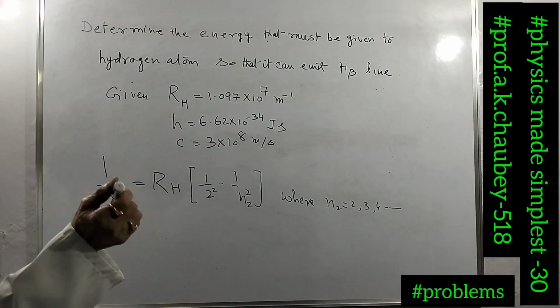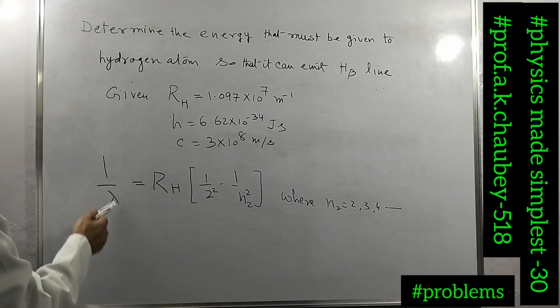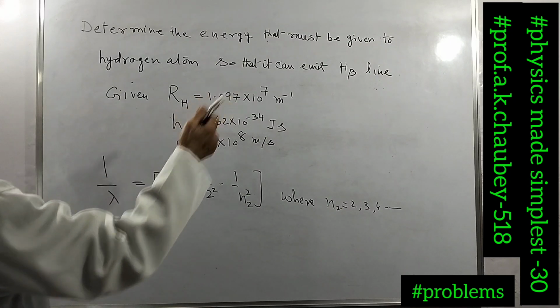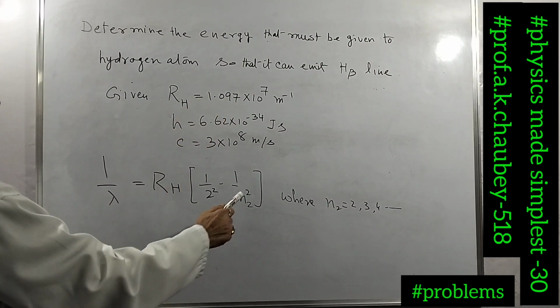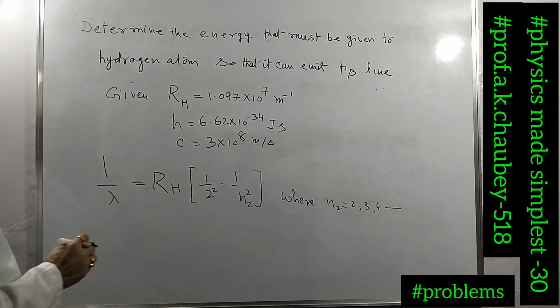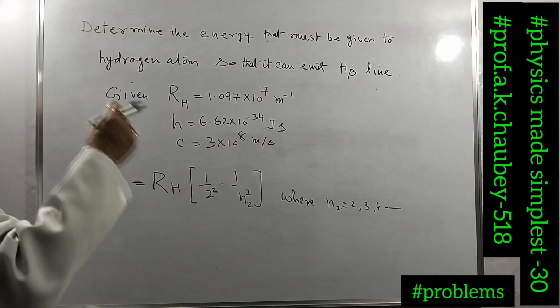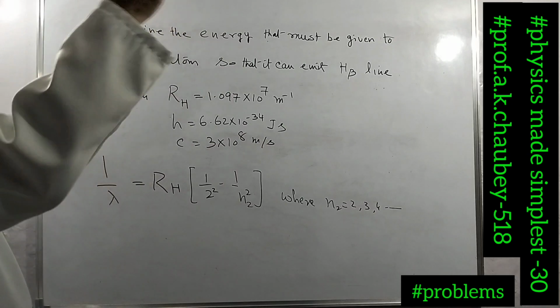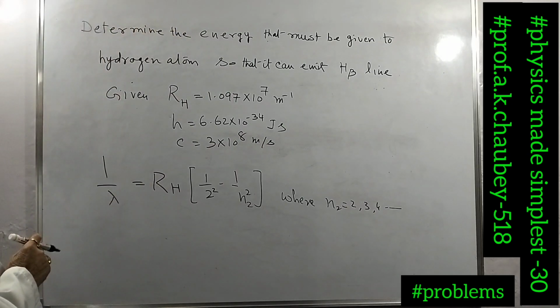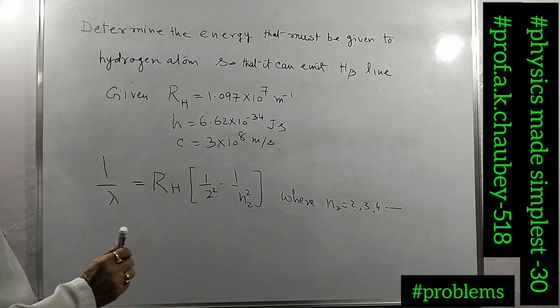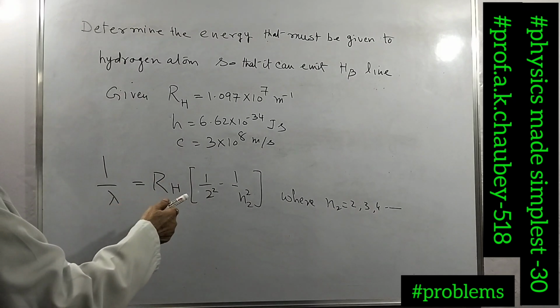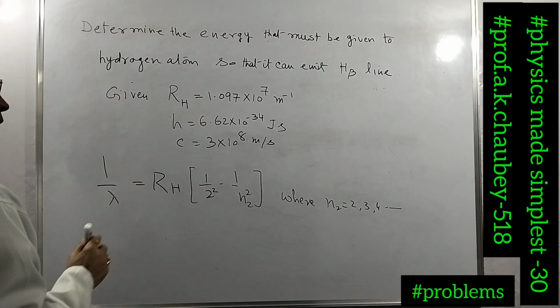So this is the definition from Bohr's theory: 1 over lambda with the Rydberg constant. The lower orbit is the second orbit, and the higher orbits are third, fourth, fifth. When transition takes place from 3 to 2, 4 to 2, 5 to 2, 6 to 2, all these are H beta lines. H alpha line is when the lower orbit is 1, and H beta when it is 2, the second orbit.